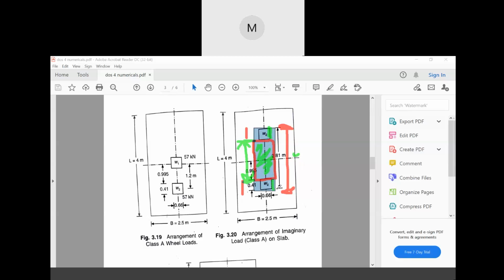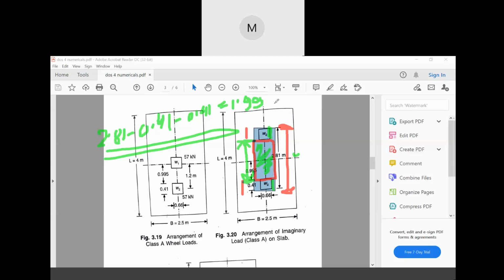It will be 2.81 minus 0.41 minus 0.41. It turns out to be how much? 1.99.